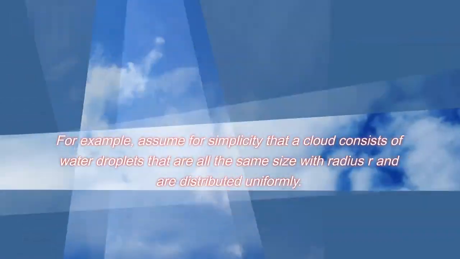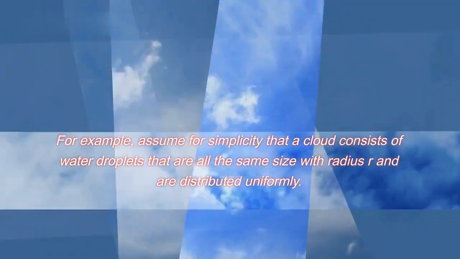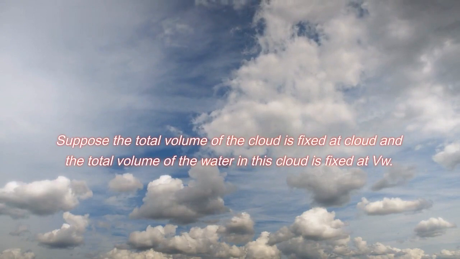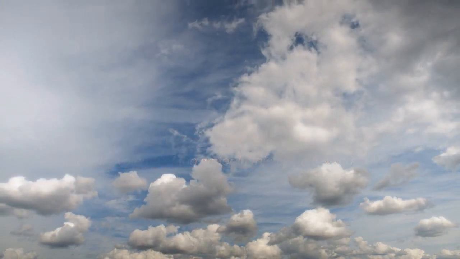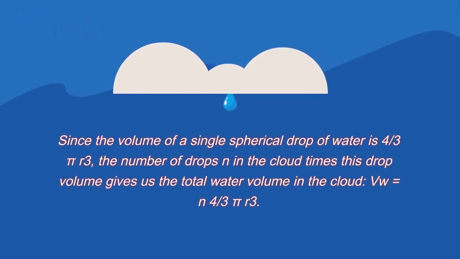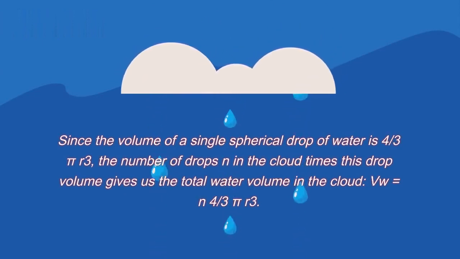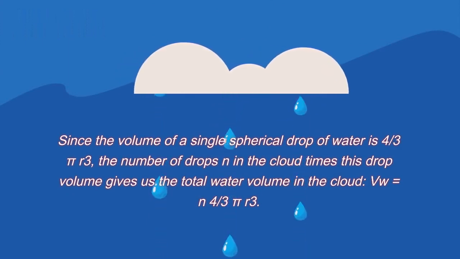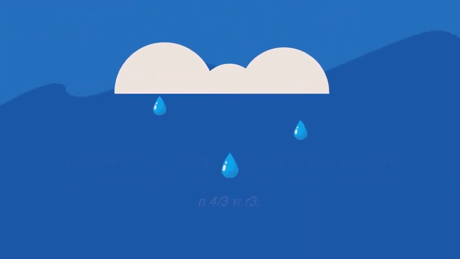For example, assume for simplicity that a cloud consists of water droplets that are all the same size with radius r and are distributed uniformly. Suppose the total volume of the cloud is fixed at Vcloud and the total volume of the water in this cloud is fixed at Vw. Since the volume of a single spherical drop of water is 4/3 pi r^3, the number of drops n in the cloud times this drop volume gives us the total water volume in the cloud. Vw equals n 4/3 pi r^3.